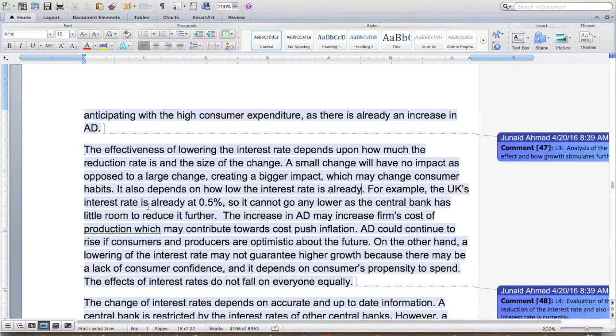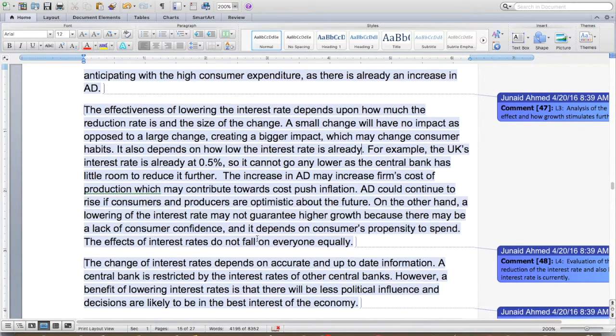It also depends on how low the interest rate is already. For example, the UK's interest rate is already at 0.5%, so this was probably a little bit older. So it cannot go any lower as the central bank has little room to reduce it further. The increase in AD may increase firms' costs of production, which may contribute towards cost push inflation. AD could continue to rise if consumers and producers are optimistic about the future. On the other hand, a lowering of the interest rate may not guarantee higher growth because there may be a lack of consumer confidence, and it depends on consumers' propensity to spend.